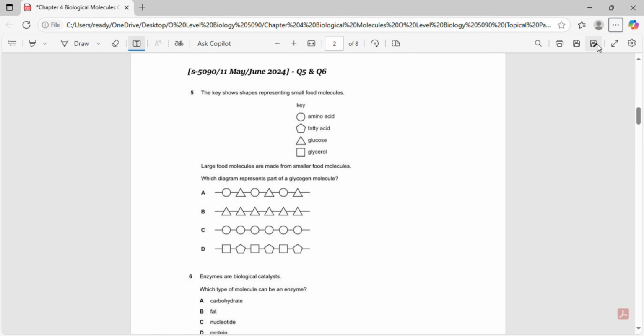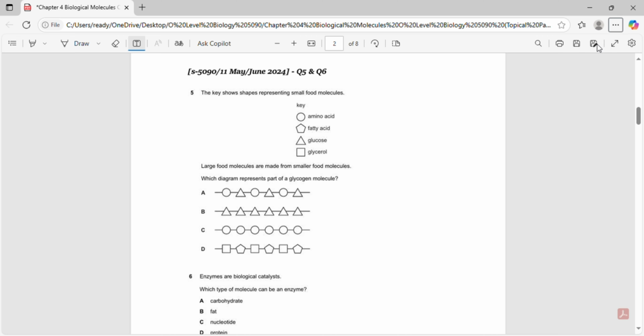Then, moving on to the multiple choice questions for this chapter. Let's take a look at the first one together. The question says, the key shows different shapes representing small food molecules, a circle for amino acid, a pentagon for fatty acid, a triangle for glucose, and a square for glycerol. It goes on to say that large food molecules are made from smaller food molecules. Now the actual question is, which diagram represents part of a glycogen molecule?